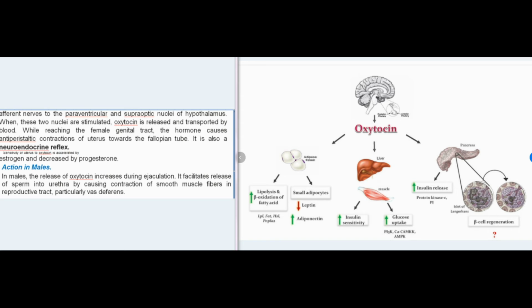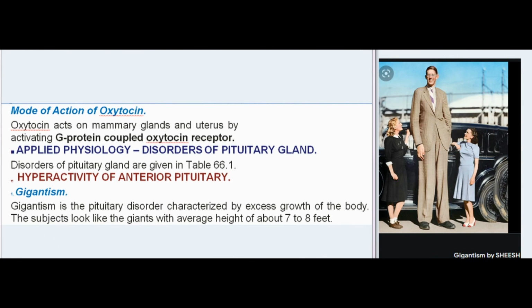Action in males. In males, the release of oxytocin increases during ejaculation. It facilitates release of sperm into urethra by causing contraction of smooth muscle fibers in reproductive tract, particularly vas deferens. Mode of action of oxytocin. Oxytocin acts on mammary glands and uterus by activating G-protein coupled oxytocin receptor.